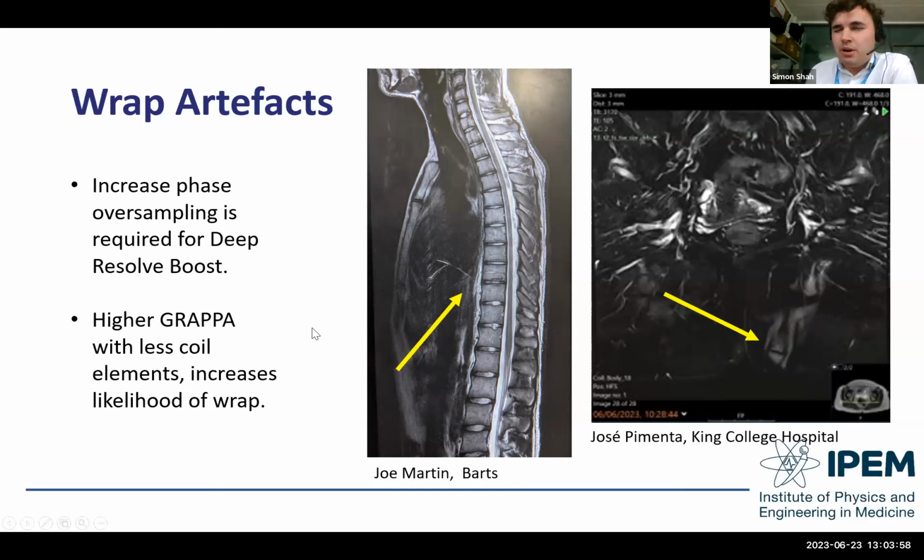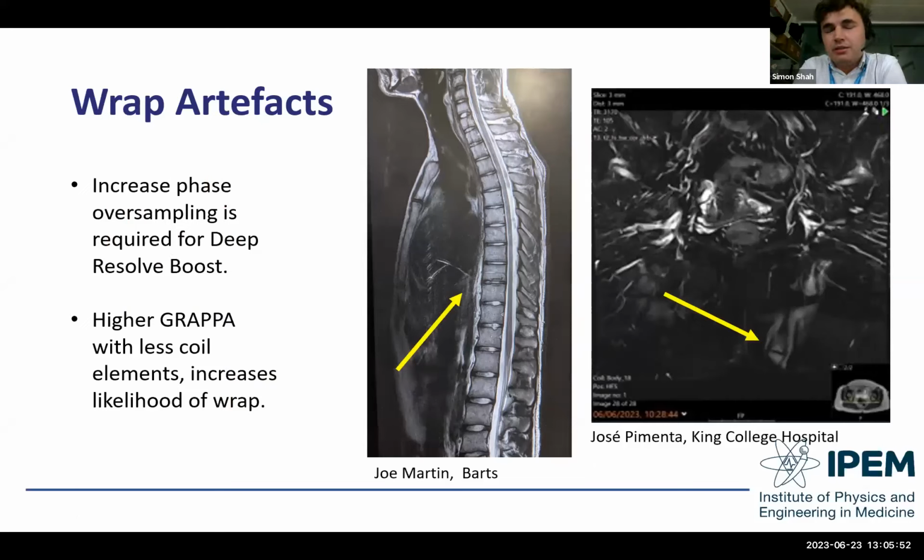So you need to use larger amounts of phase oversampling to overcome this. You're going to be using up to like 200% phase oversampling to get around this. So it's quite a challenge, and it's not quite intuitive for radiographers maybe to see why you need to use such a large phase oversampling than we routinely tend to avoid the wrap artifact. So you need to go to potentially up to 200% in terms of phase oversampling.